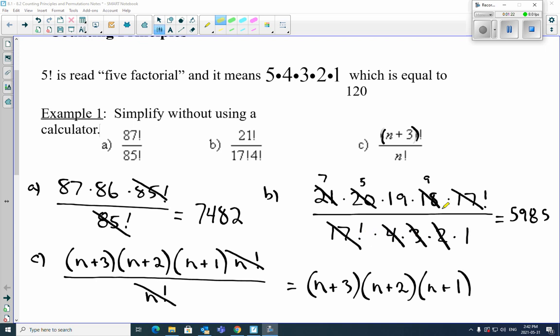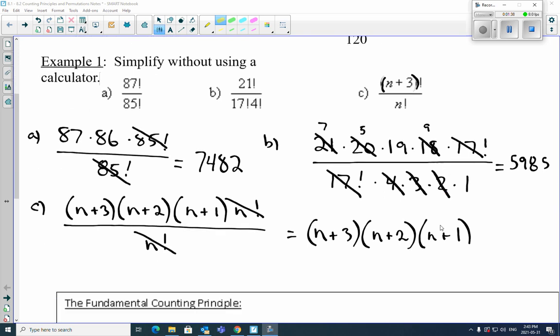Okay, so the 17 is reduced down to 1. Then we can look at it: 4 goes into 20 5 times, 3 goes into 21 7 times, 2 goes into 18 9 times. And then we just do our multiplication across the top here, 7 times 5 times 19 times 9, and then you get your answer there. Now that's just with straight numbers.